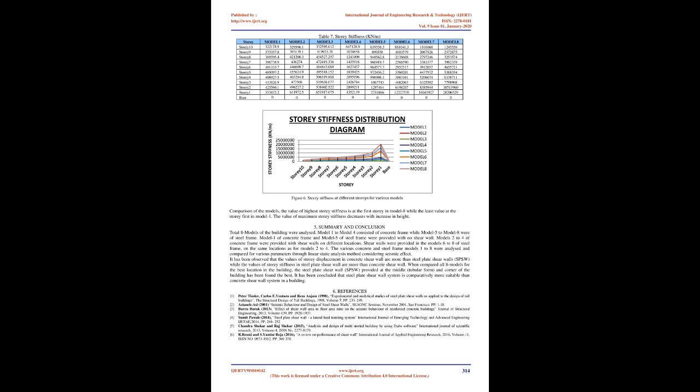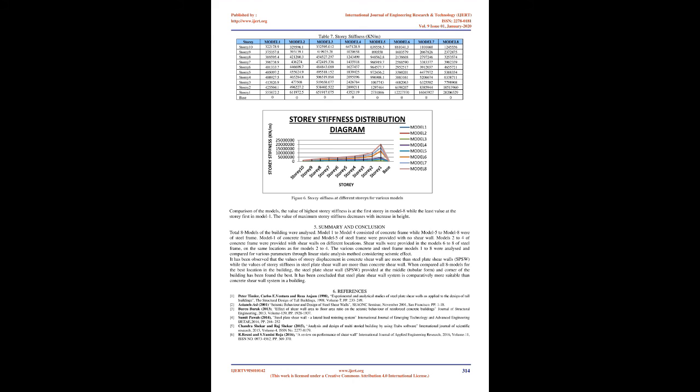4.5 Story stiffness. The values of maximum story stiffness obtained for various models, as per IS 1893, Part 1 2002, are given in Table 7 and shown graphically in Figure 6. Comparison of the models. The highest story stiffness is at the first story in Model 8 while the least value is at the first story in Model 1. The value of maximum story stiffness decreases with increase in height.